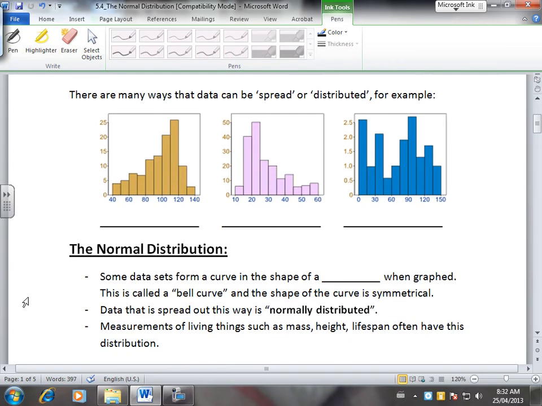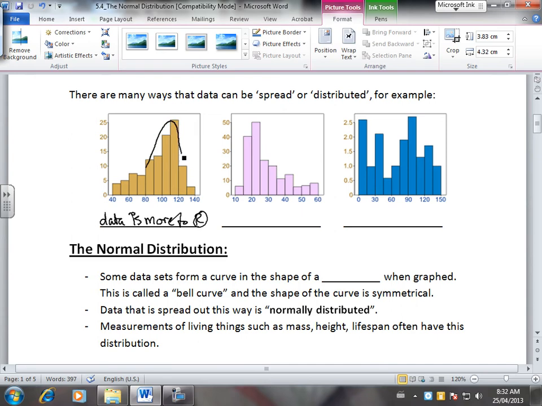So if you look at this first example, we look at where most of the data seems to be condensed. It looks like the data is more to the right. Right, you can see this right here. That's where the bulk of the data is. Whereas in the middle graph, it looks like the data is more to the left.